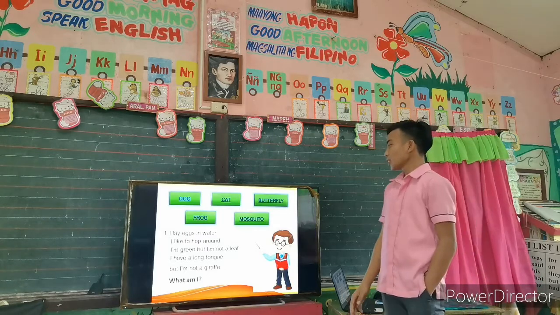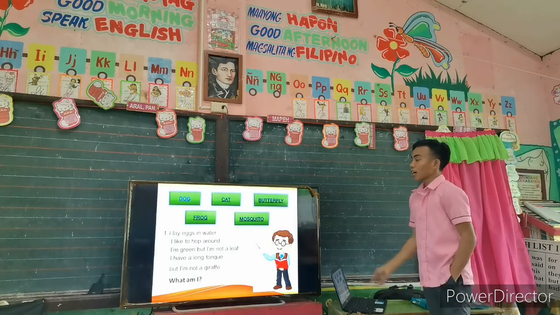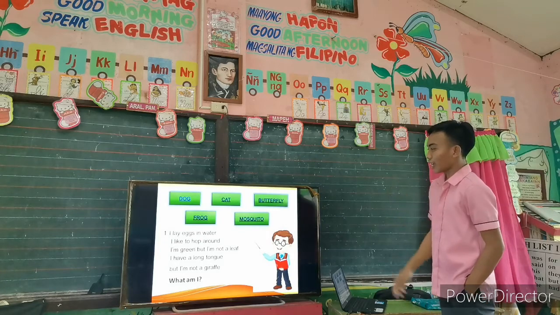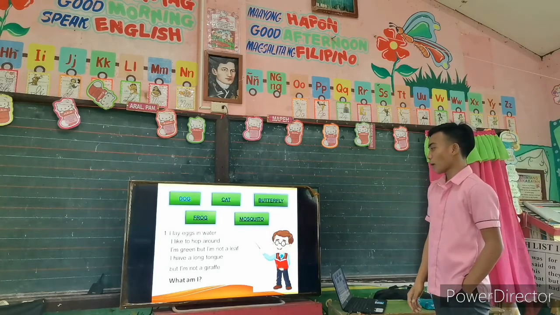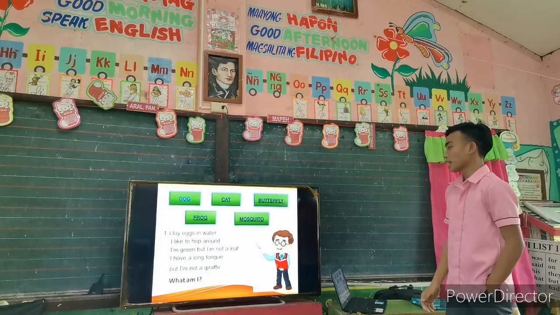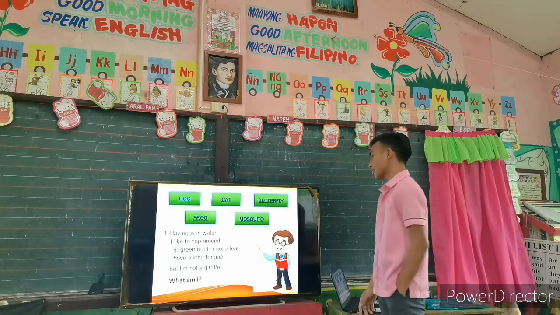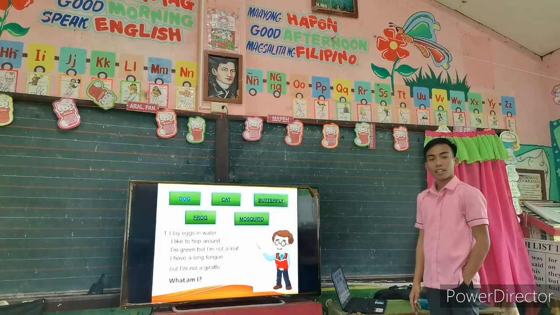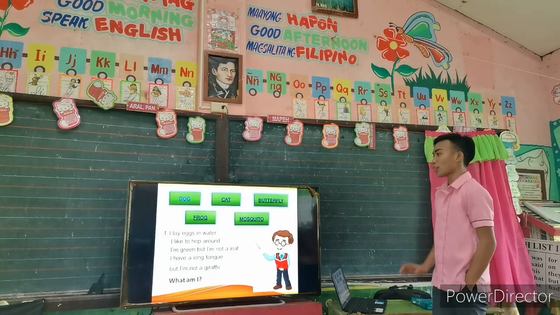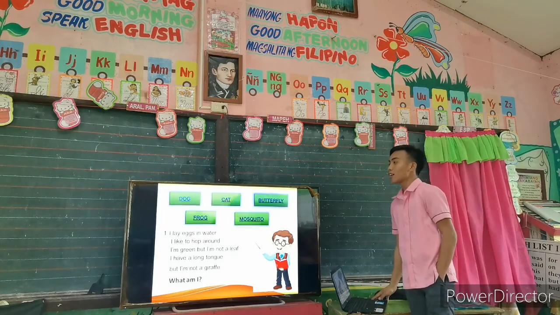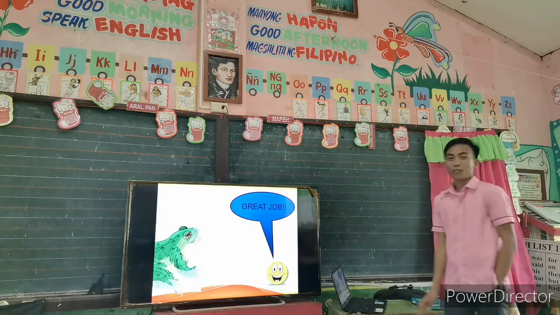And then, the first riddle is, number 1. I lay eggs in water. I like to hop around. I'm green, but I'm not a leaf. I have a long tongue, but I'm not a giraffe. What am I? Yes, very good. It is a frog. Very good.